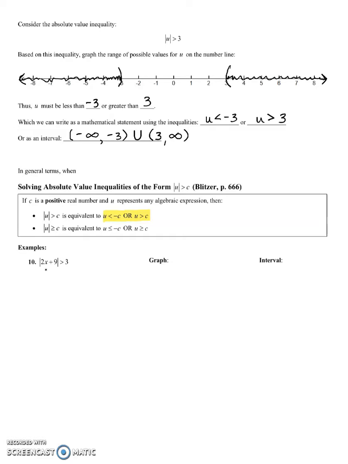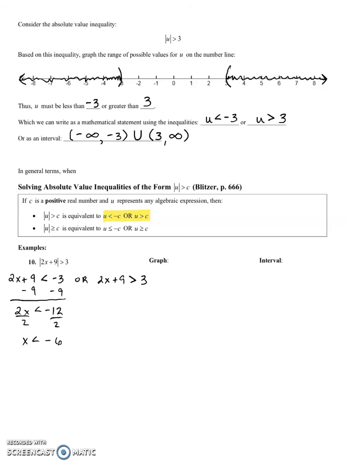On number 10, we have |2x + 9| is greater than 3. So by our rules right above, we have 2x + 9 is less than -3, or 2x + 9 is greater than +3. And now we just solve each of these. So we start with the first one by subtracting 9. We get 2x is less than -12. Divide by 2. We get x is less than -6.